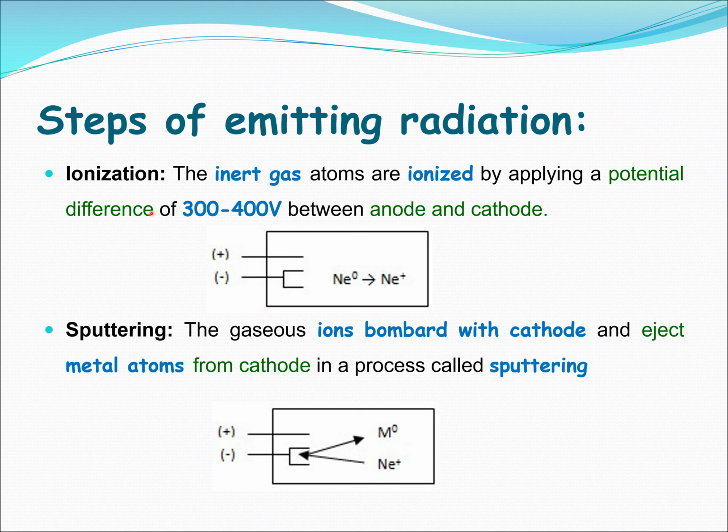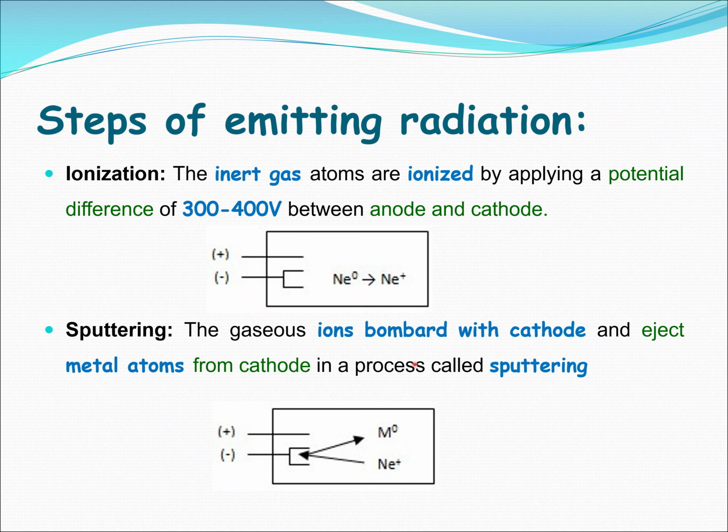So first of all, ionization. The inert gas atoms are ionized by applying a potential difference of 300 to 400 volts between anode and cathode. We can see here, first of all, the inert gas atom has been ionized. We know the ionization potential helped in this regard. The next step is sputtering.